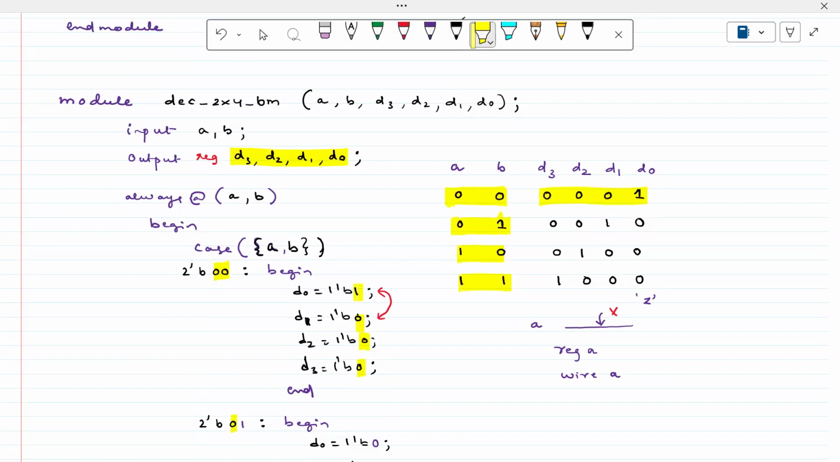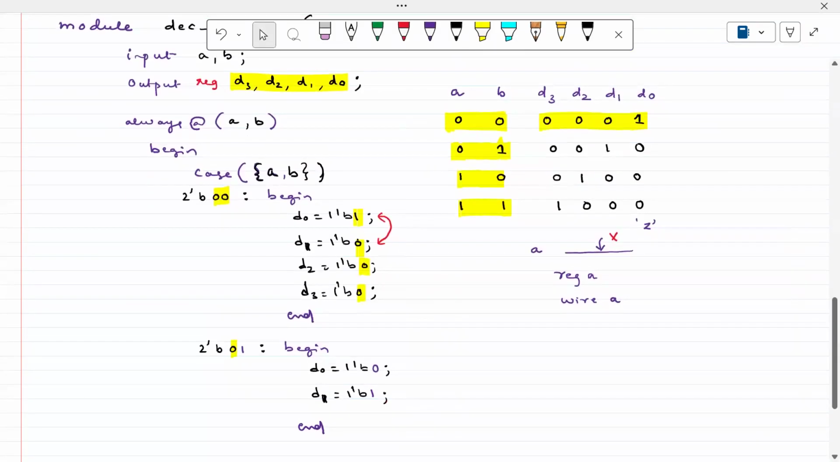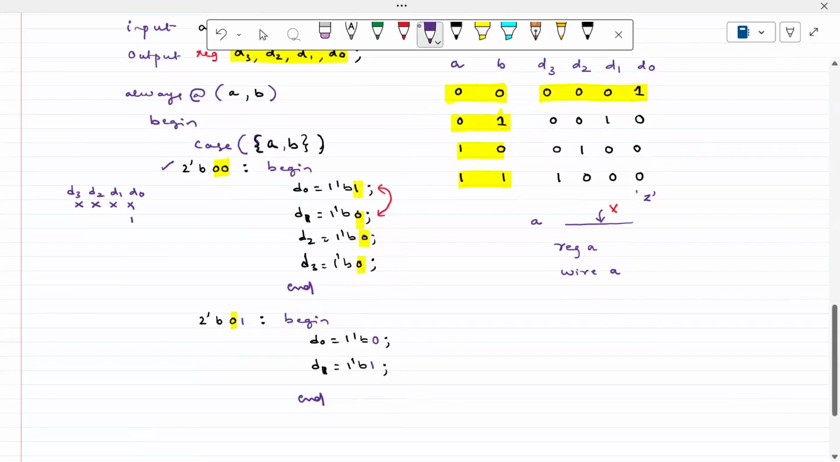Okay. Now look at this one. In the first case, I changed all the unknowns into 4 unknowns, called D3, D2, D1, and D0. So all these unknowns are converted into known values in the first case. Now this is 1, this is 1, this is 0, this is 0, this is 0. This is how it becomes. The first case is over.